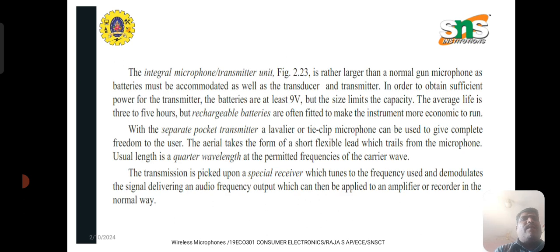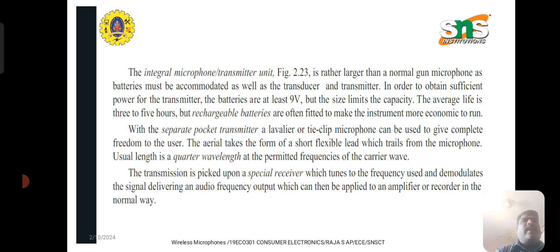Next we see the various parts of a microphone. As I said previously, the wireless microphone consists of an integral microphone and transmitter, which is larger than a normal gun microphone, as batteries must be accommodated as well as the transducer and transmitter.